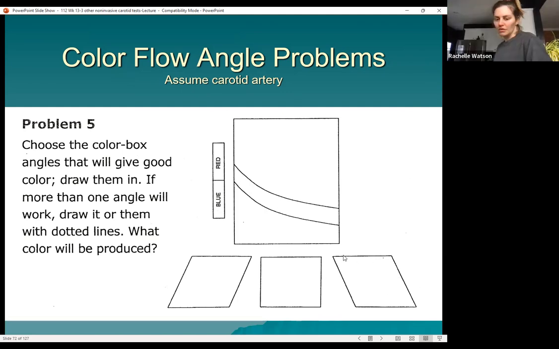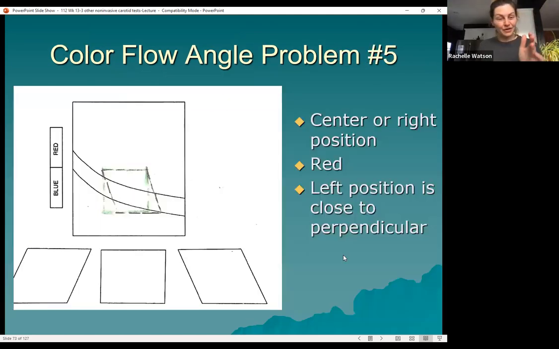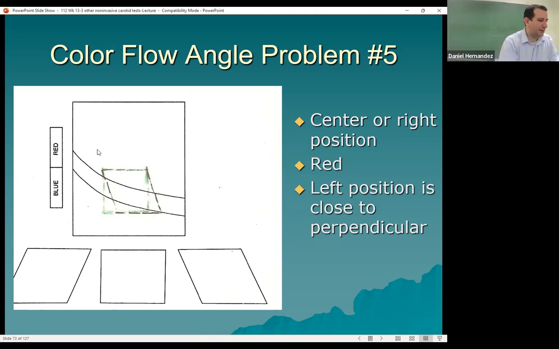It's not perpendicular when you look at it like that, the center. If I draw my lines coming down, this one would make you more perpendicular, or close to perpendicular, steering the other way.